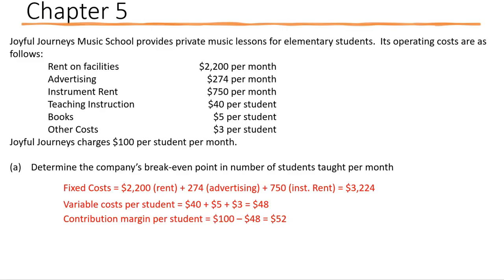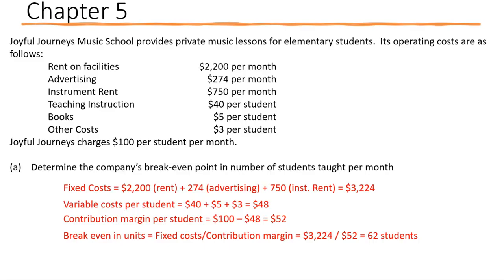In order to determine the break-even point in units, students in this case, we'll take our fixed cost divided by our contribution margin. So in this case, our fixed cost at $3,224 divided by 52, we get 62. So 62 students is our break-even point. And remember, break-even point is where your net income is zero. So that's what we need to have net income of zero. We cover all of our costs.